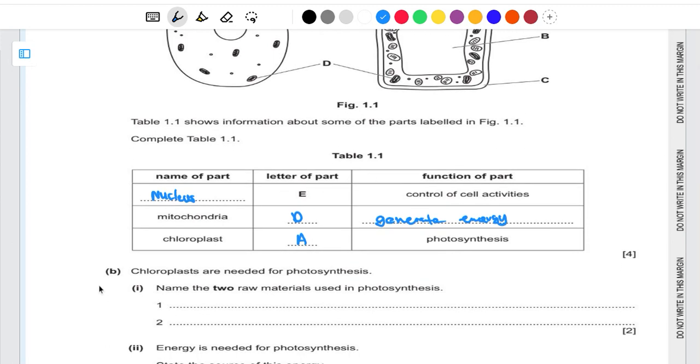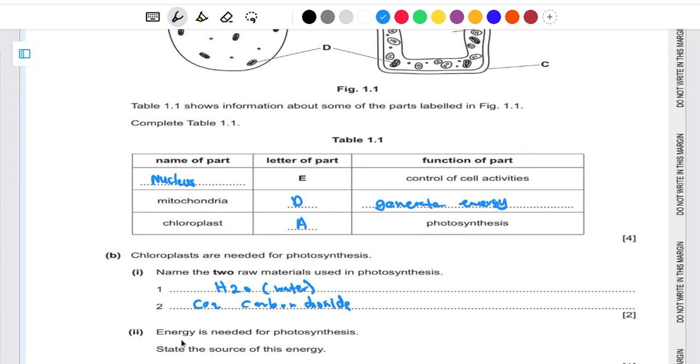Then question B is saying chloroplasts are needed for photosynthesis. Name the two raw materials used in photosynthesis. So we have H2O, which is water. Then apart from H2O, water, we have carbon dioxide, which is CO2. Carbon dioxide.